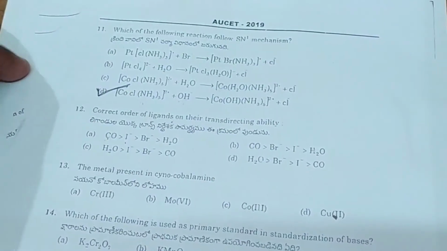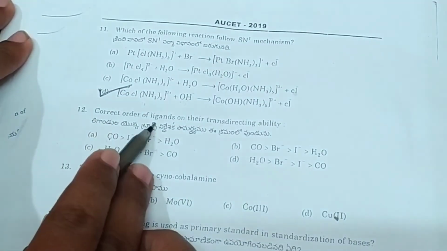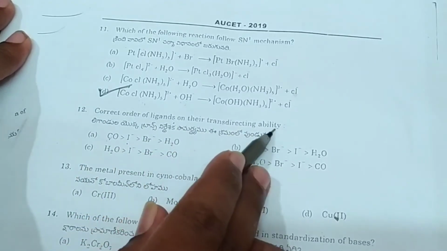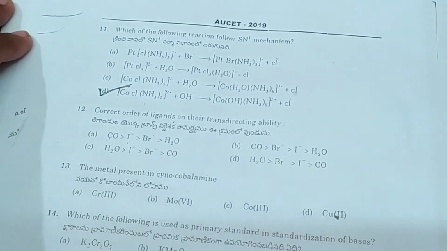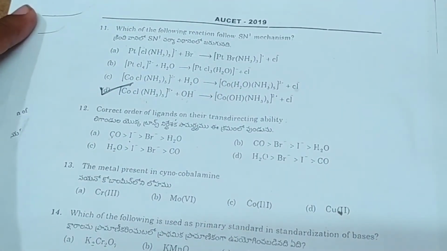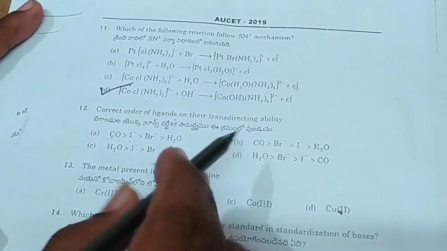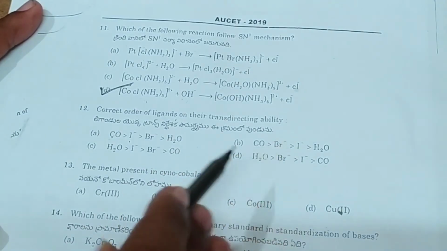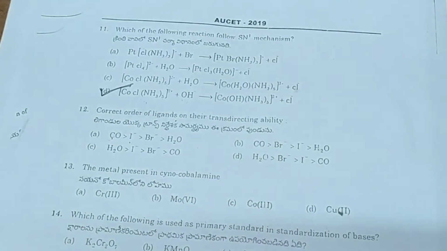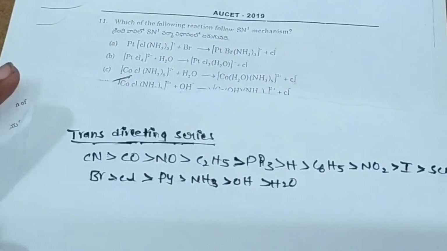In AICET 2019, the 12th question asks for the correct order of ligands on their trans-directing ability. First of all, you should know what the trans effect is. The trans effect is present in square planar complexes. First you have to understand the trans-directing ability order. This is the trans-directing ability order.